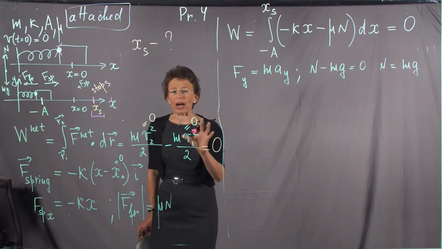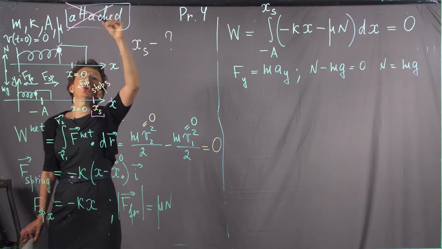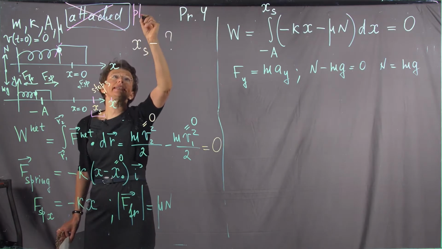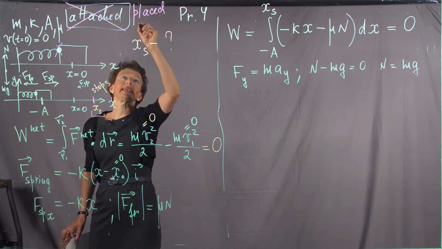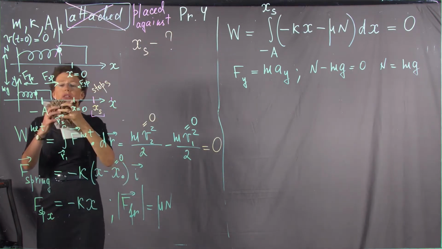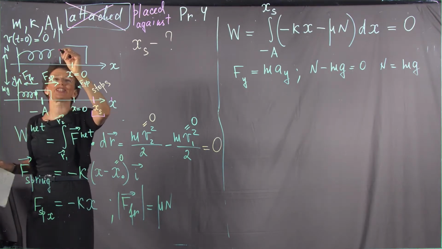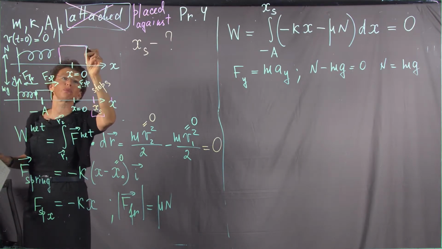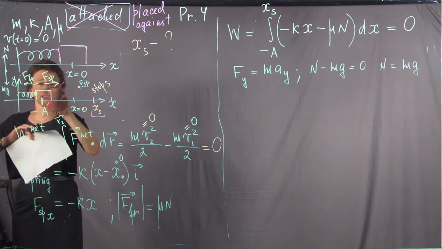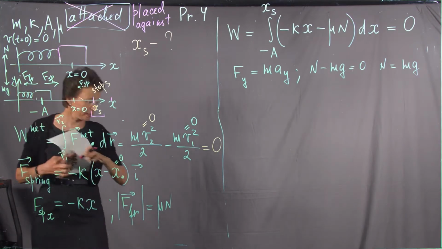What I want to do now is solve this problem when the block is not attached to the spring. Instead, it is placed against the spring. So there is no dot that I drew to emphasize that it is attached. So here's the block. It is placed against here. Actually, here it is at equilibrium, but here I really need to remove this dot.